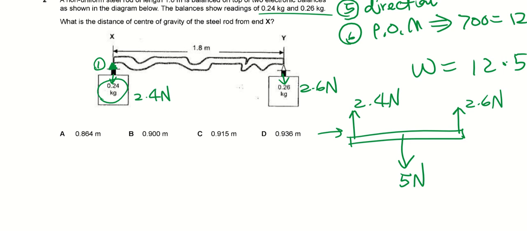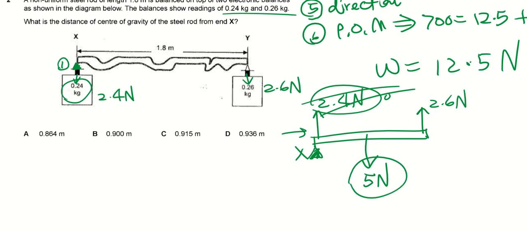So now we proceed. So Keith, where do you choose your pivot? At X. So this is X, so this is the pivot. How many forces are there? 3: 2.4 upwards, 2.6 upwards, and 5 Newton downwards. So for each force, we need to identify its perpendicular distance to the pivot, which is the difficult part. Okay? What is the perpendicular distance of this 2.4 to the pivot? 0. So will there be a moment? No moment, because moment equals force times perpendicular distance.